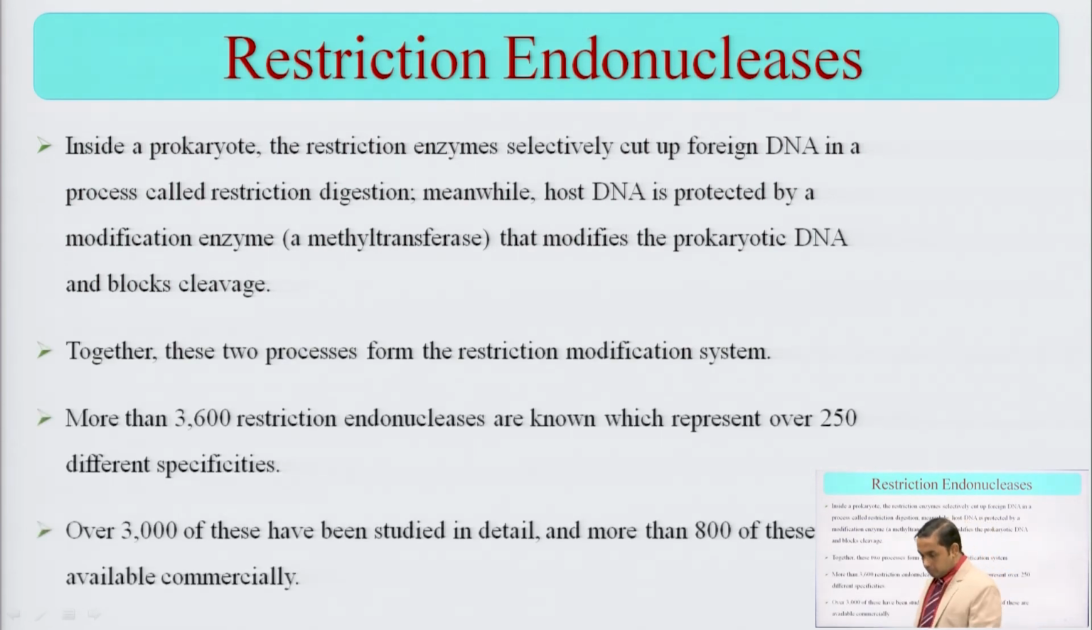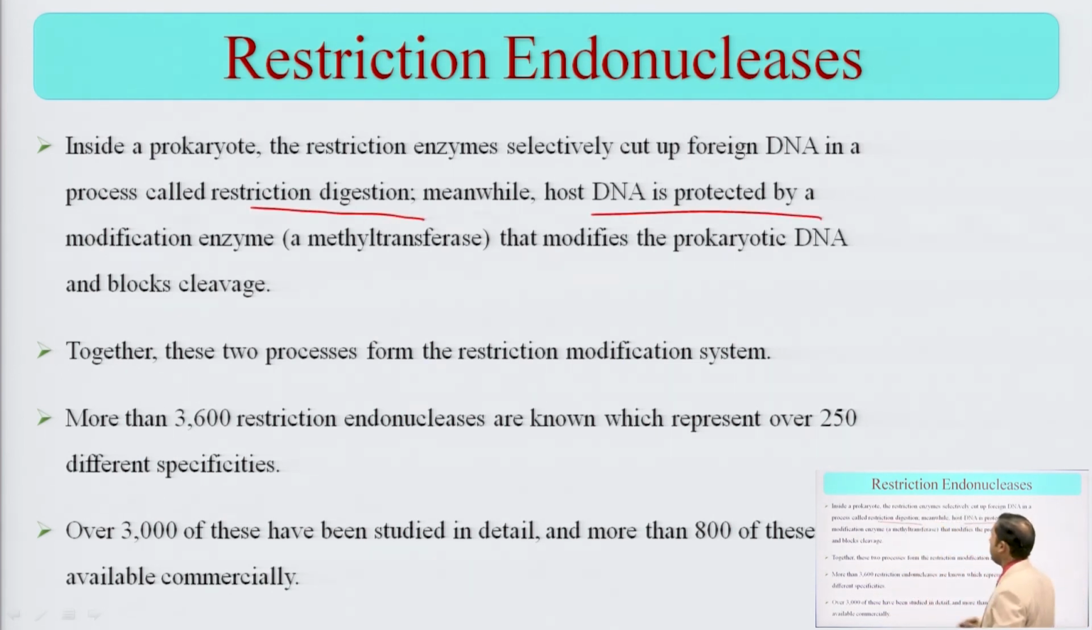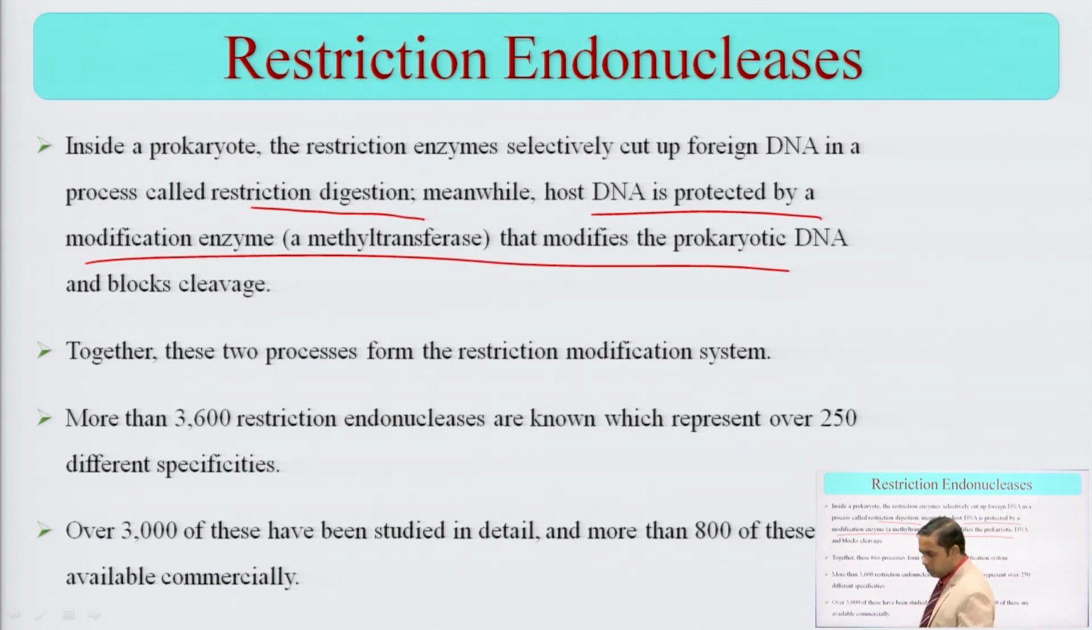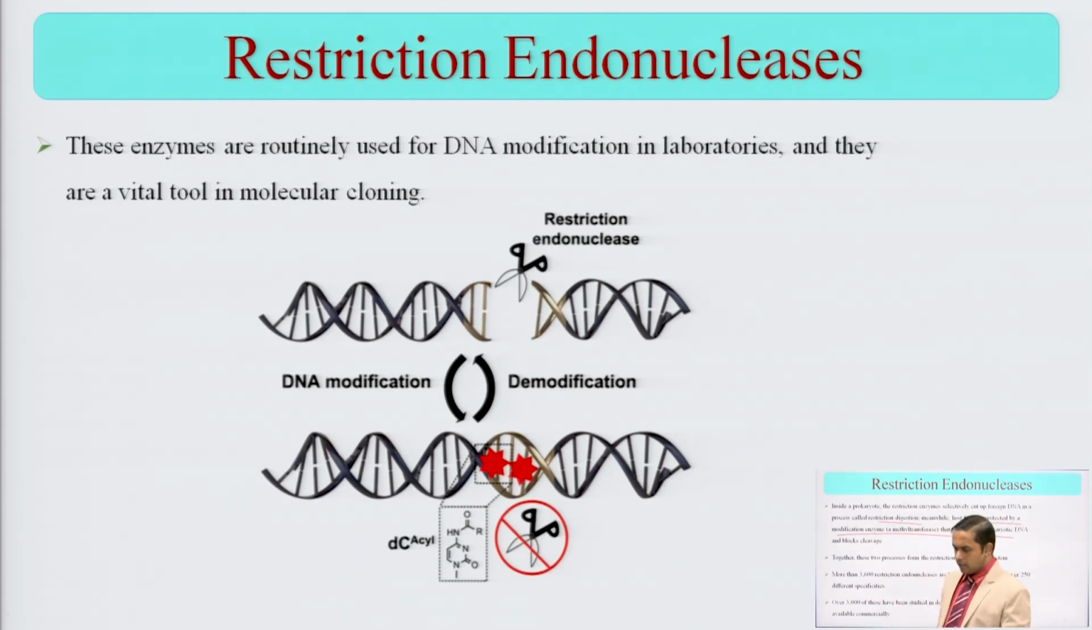Now, inside the prokaryote, the restriction enzymes selectively cut up the foreign DNA in a process called restriction digestion. Meanwhile, host DNA is protected by the modification of the enzyme, and together we call it a restriction modification system, which I have already mentioned. Here is a picture, so you are already much clearer on how things are happening.